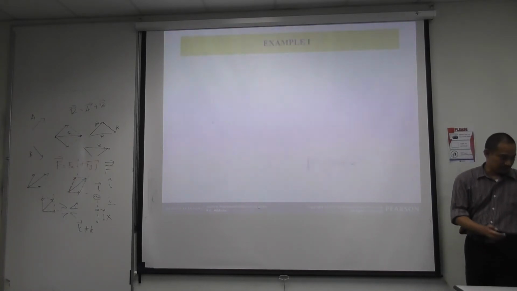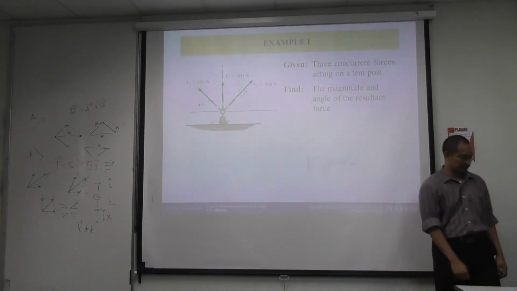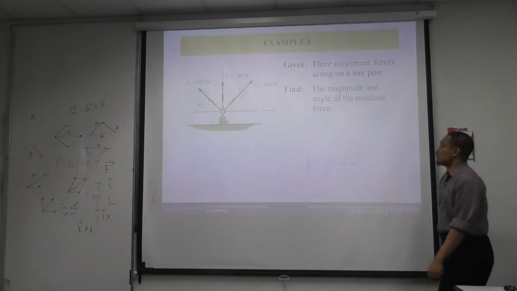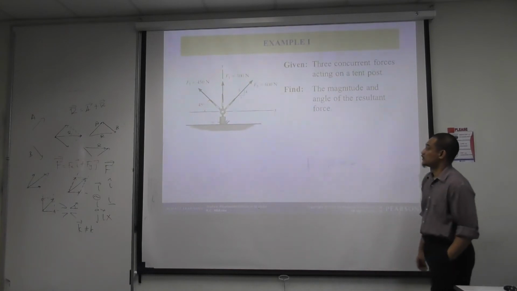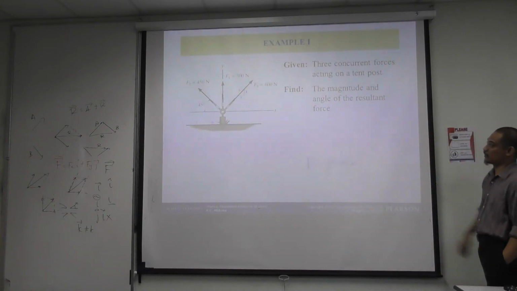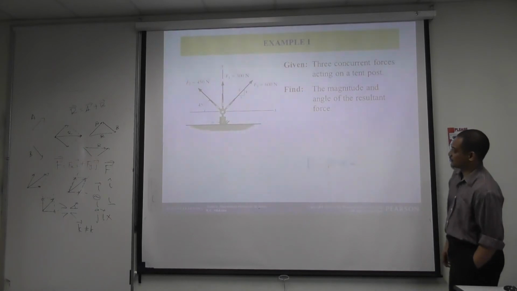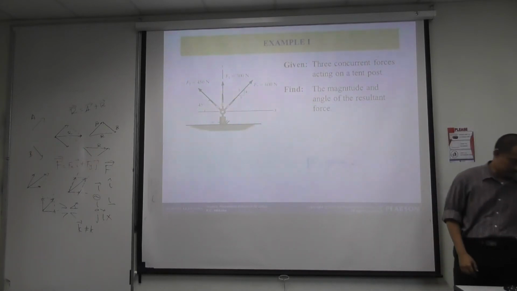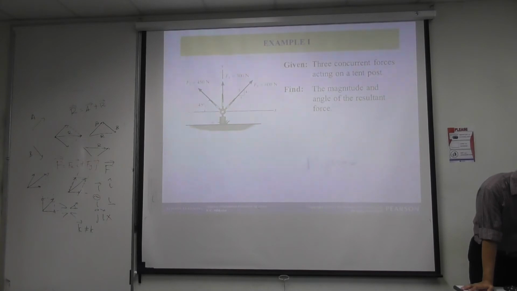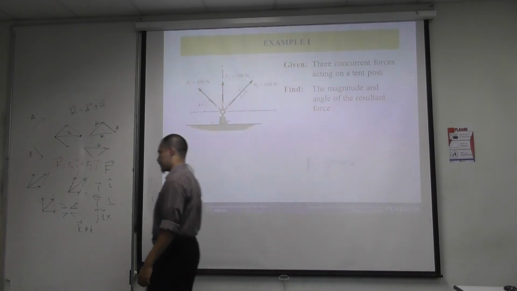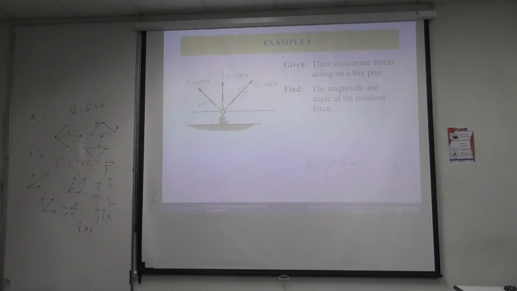Okay, so does everyone understand? Take 5 minutes and let me see whether you can solve this one. Given 3 forces there, F1, F2, F3, you need to find the magnitude and angle of the resultant force. Try to solve that one and see whether you have any problem or not.